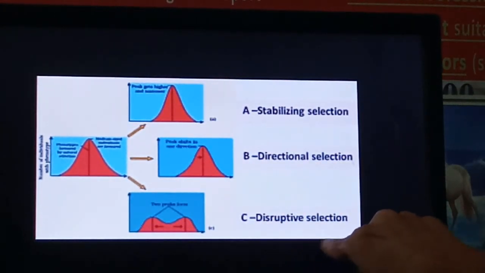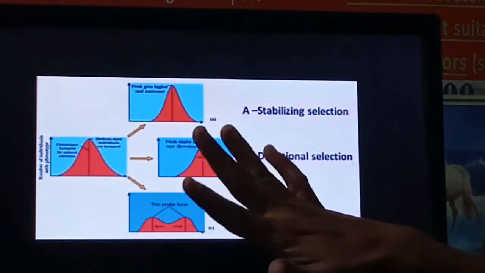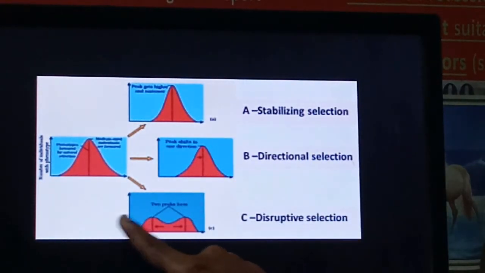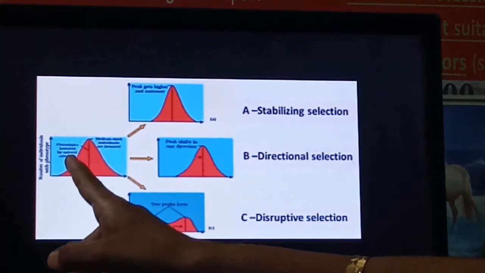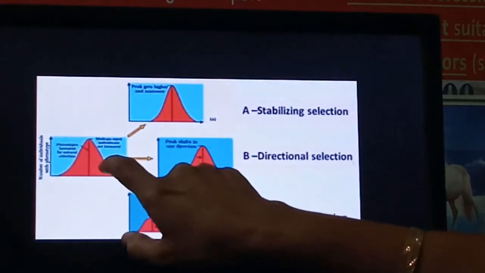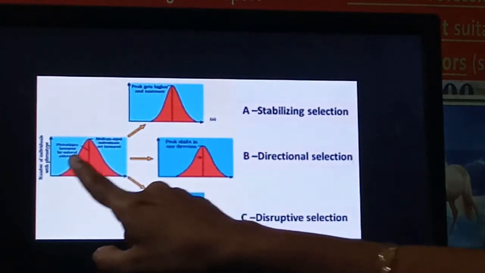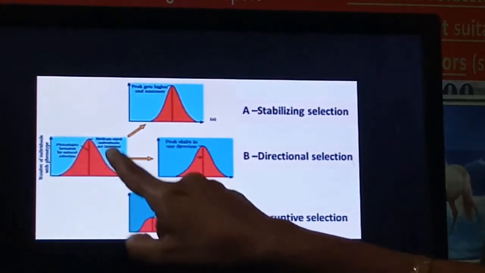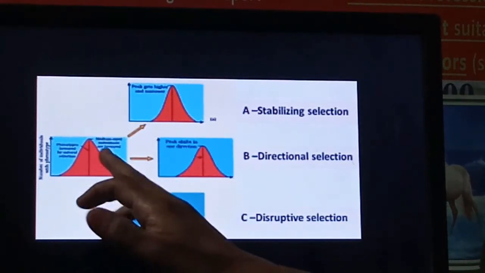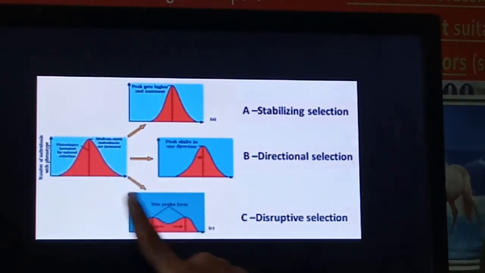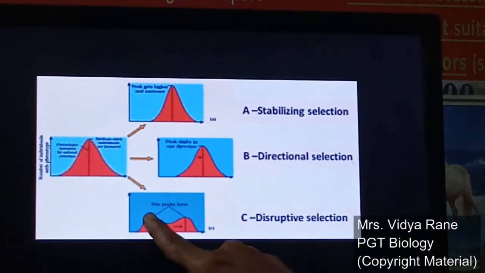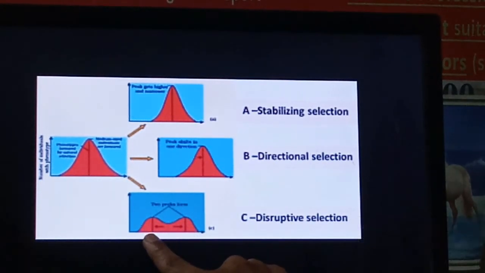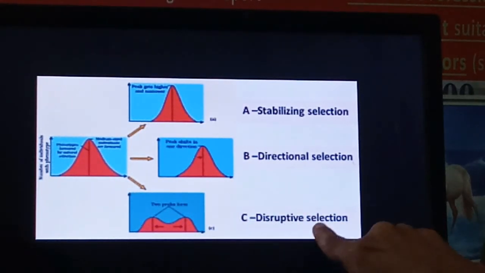Next is disruptive selection. Disruptive means it is spread, distributed. Now you can see in this main population, suppose here it is blue color eyes, and here it is gray color eyes, and these two characteristics are shown by 50% of people or near about that number. Then you will get two peaks in the one population's graph, right? So the majority of the people will show these two characteristics. So your graph will come with two peaks, and that's why this is called disruptive selection.